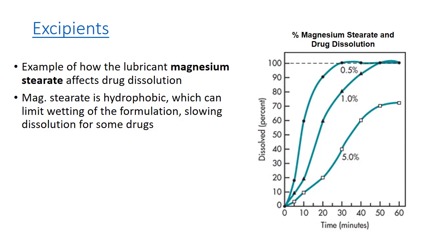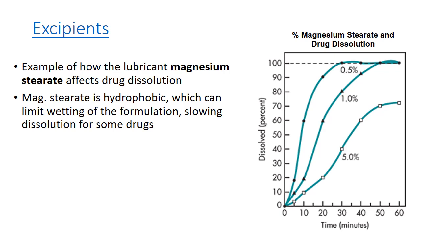I mentioned earlier that some excipients can have both positive and negative effects on drug product performance. Magnesium stearate, remember that is a lubricant, primarily helpful in the manufacturing process to allow the machinery to work better, to not get gummed up with the active ingredient, and to allow it to flow better. But magnesium stearate is also hydrophobic, and that makes sense because the stearate is a fatty acid. That can limit wetting of the formulation, which will slow down dissolution. Think of it as an oily tablet or oily solid in your GI tract.